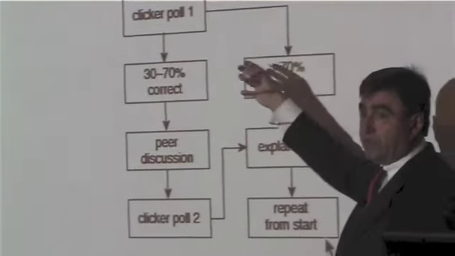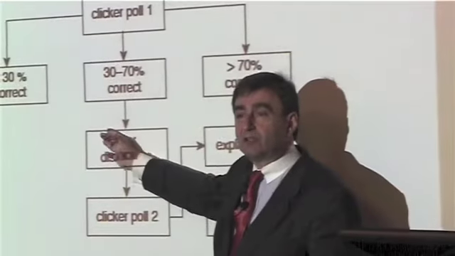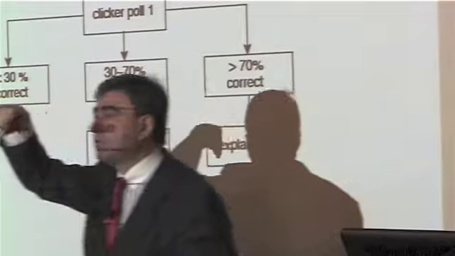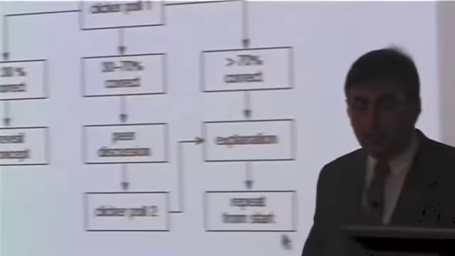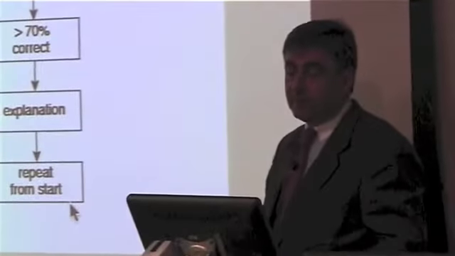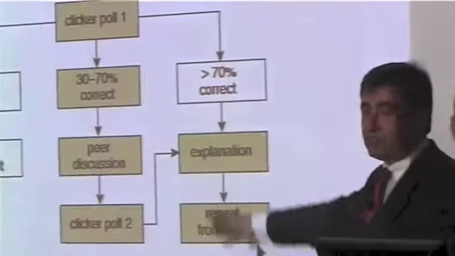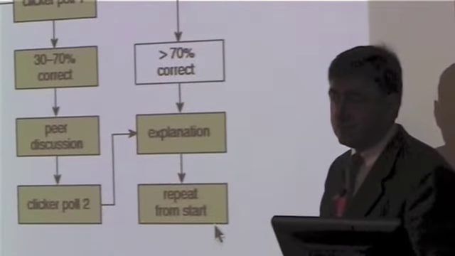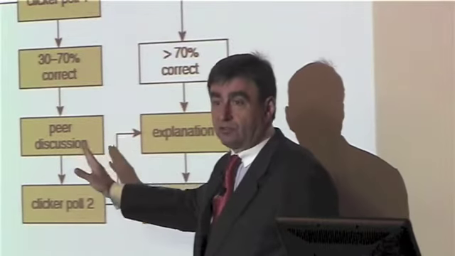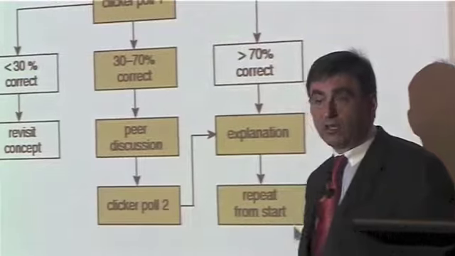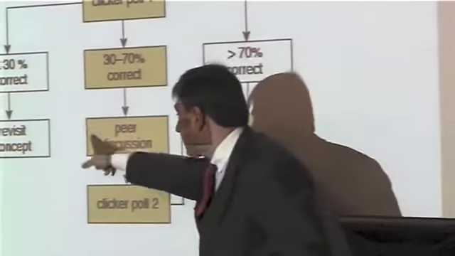Explain, wrap up, repeat. If less than 30% have it correct, there's not enough students who know the right answer to have this right answer and the right reasoning spread. My question is too hard for the audience. So I basically wrap it up, revisit the concept, and repeat it. Of course, the ideal pathway is this one in the middle. But that means matching the question difficulty to your students. We'll talk about that later. That's where the learning takes place.